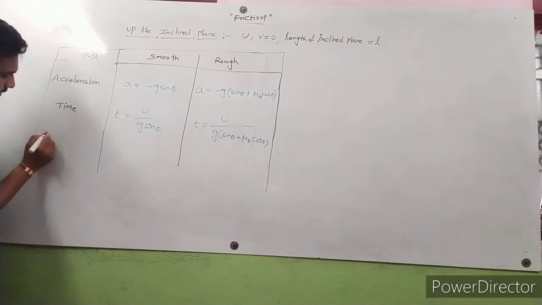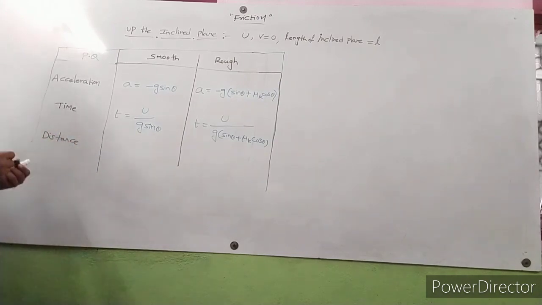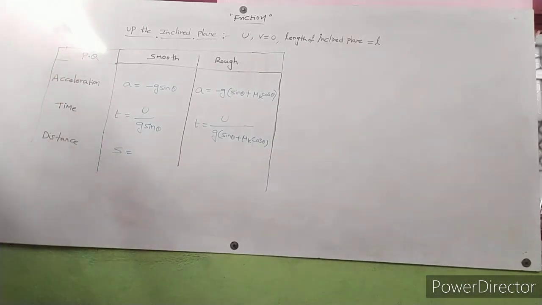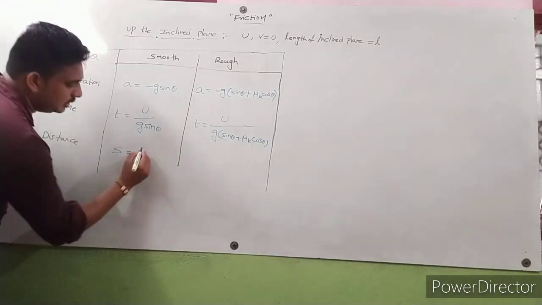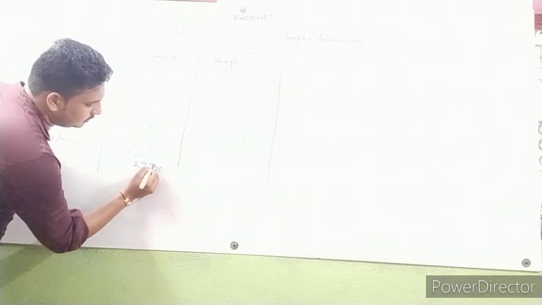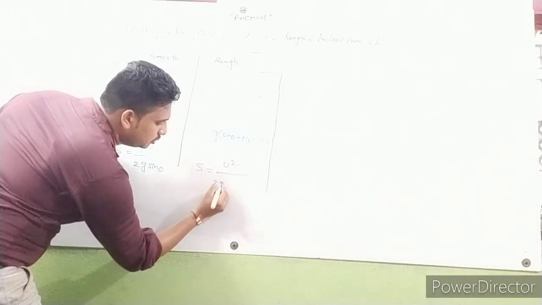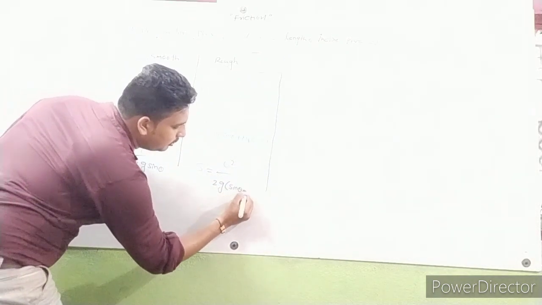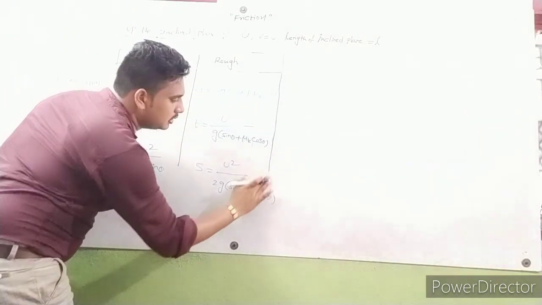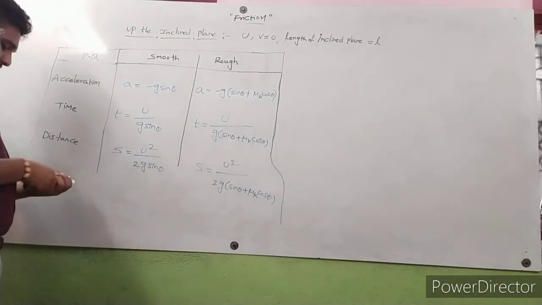Next, distance. For the smooth inclined plane, S is equal to u square by 2g sin theta. For the rough inclined plane, S is equal to u square by 2g into (sin theta plus mu k cos theta).